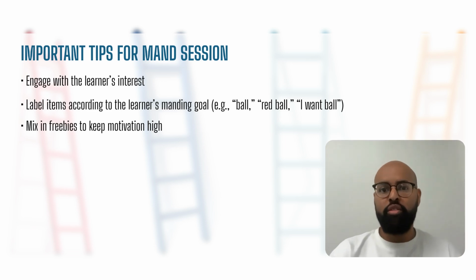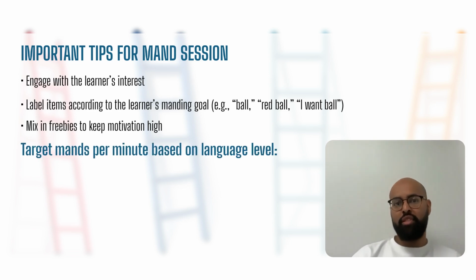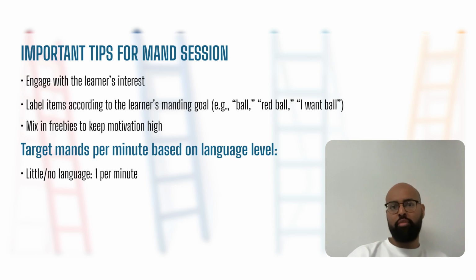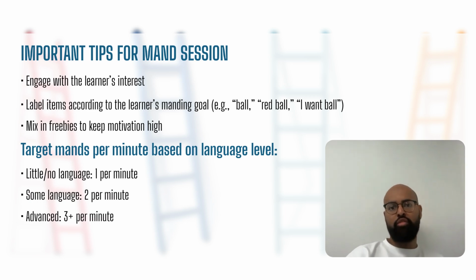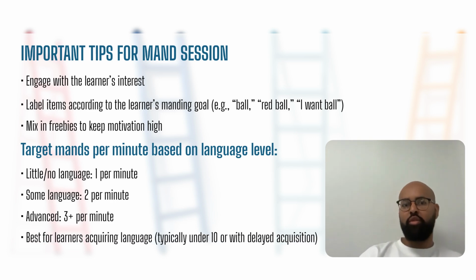Now, when we talk about the target number of mands per minute, it depends on the learner's language level. For learners with little or no language, aim for about 1 mand per minute. For learners with some language, aim for 2 per minute. And for those who are more advanced, you can go for 3 or more per minute. These guidelines are especially helpful for learners who are still acquiring language, usually younger children or those with delayed language development. Questions.